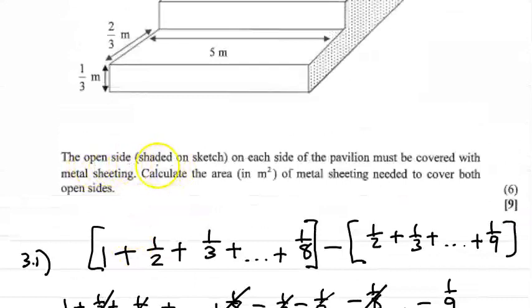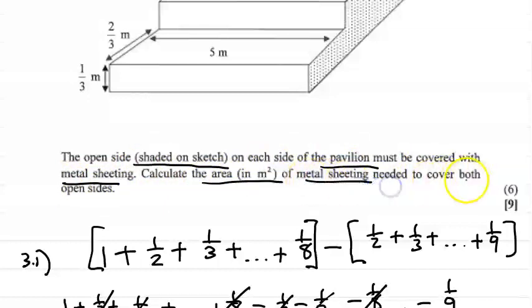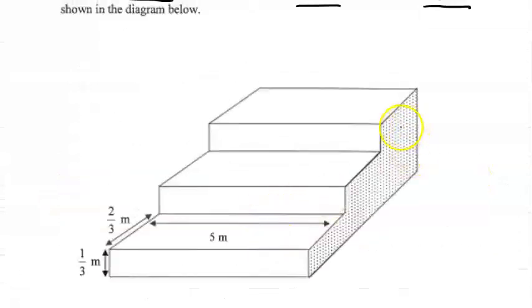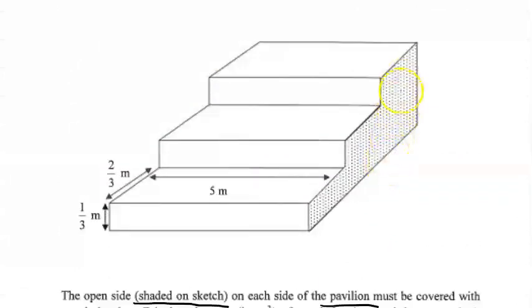They said the open side shaded on the sketch on each side of the pavilion must be covered with metal sheeting. Calculate the area in square meters of metal sheeting needed to cover both open sides. So basically, they want us to calculate the area of this metal sheeting, but on both sides. So let's try and find the area of one side. Now, let's look at how we're going to do that.